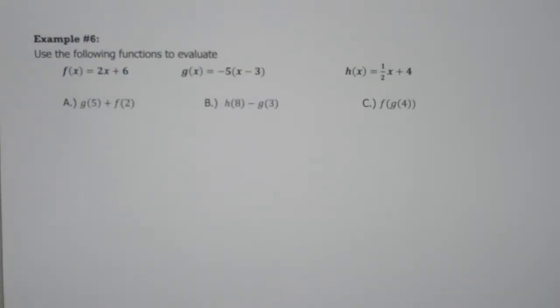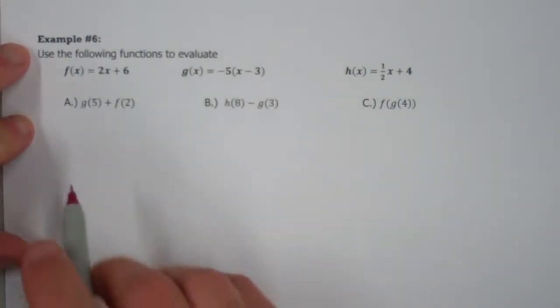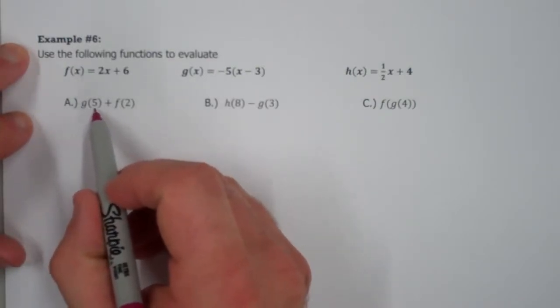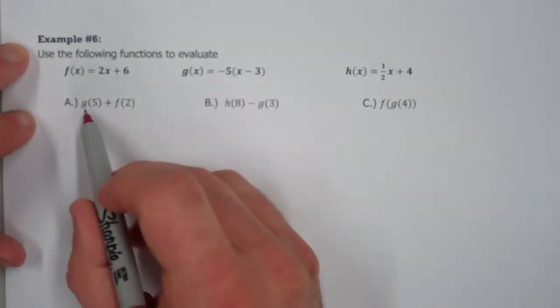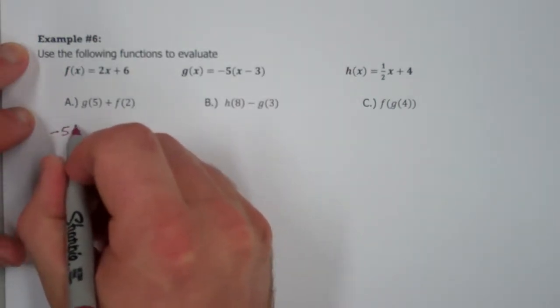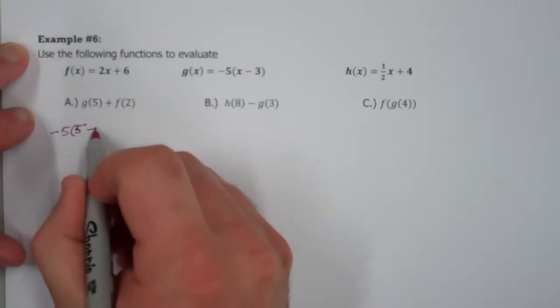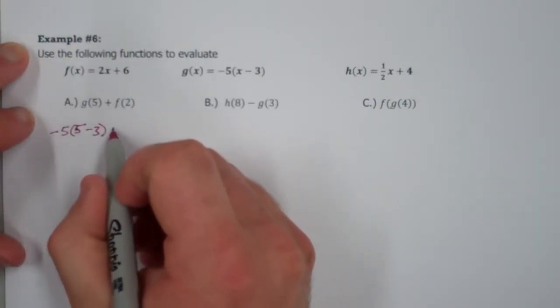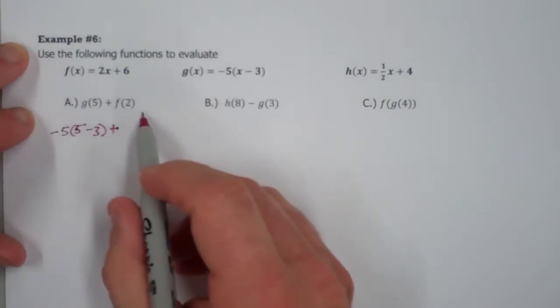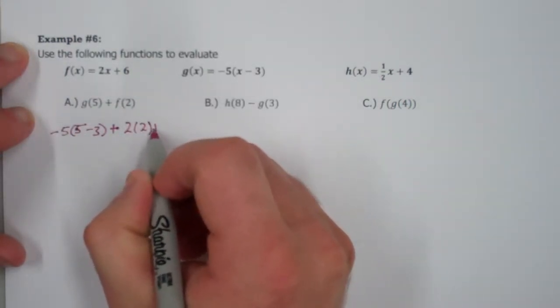In example 6, we need to use the following functions to evaluate a, b, and c. There's a couple different ways to do this. Let me give you one method, and that's to take 5 and substitute it in the appropriate function. So we'll have negative 5 times 5 minus 3. Here's the plus sign. f at 2 is going to be 2 times 2 plus 6.